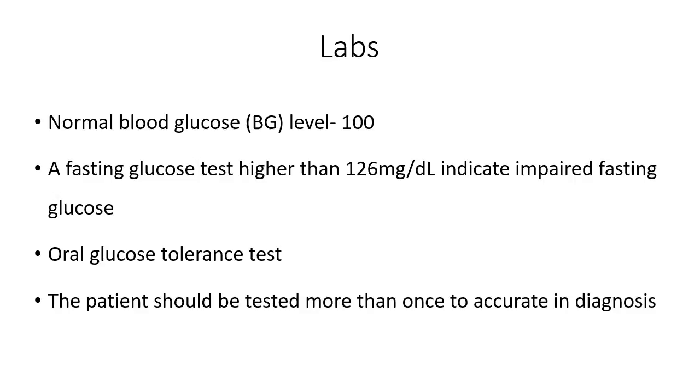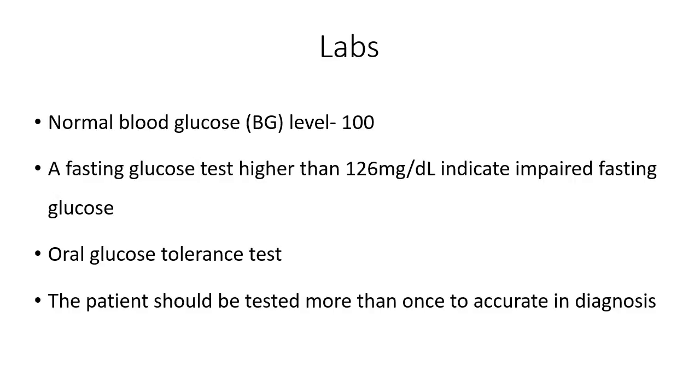A fasting glucose test higher than 126 milligrams per deciliter indicates impaired fasting glucose. So I woke up this morning, I had nothing to eat all throughout the night, and that's your fasting. I wake up, I check my blood sugar, and if it's higher than 126, then we know that there's an issue. They'll also do an oral glucose test where they actually give you sugar and then test your blood to find out if your pancreas is taking care of that.